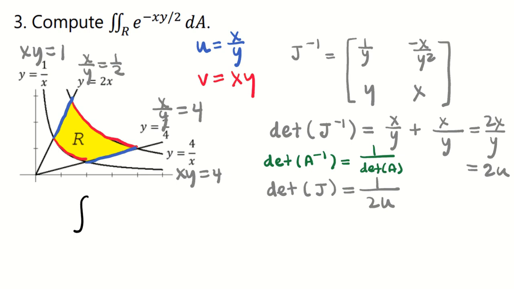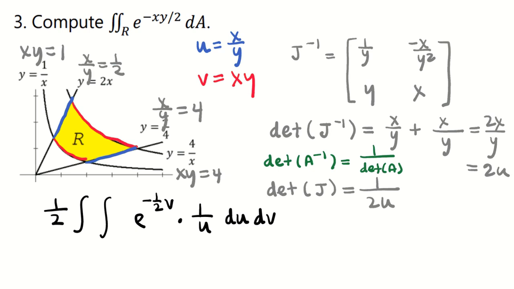So I'm going to be double integrating e to the negative half of v multiplied by 1 over 2u. I'm going to factor out the half. And I think I'm going to do du and then dv. I did dv and then du, and I didn't like it as much. The students in my class suggested du and then dv, so we're going to do that one.